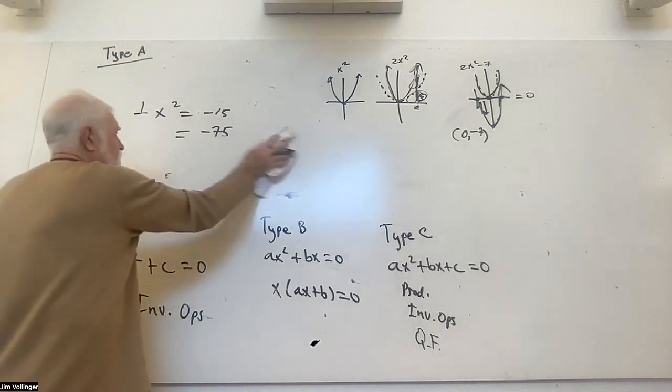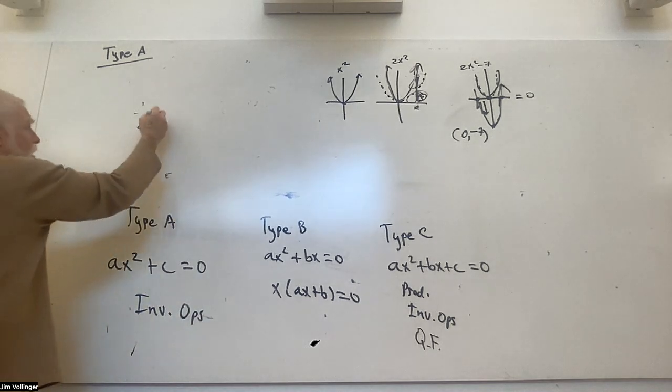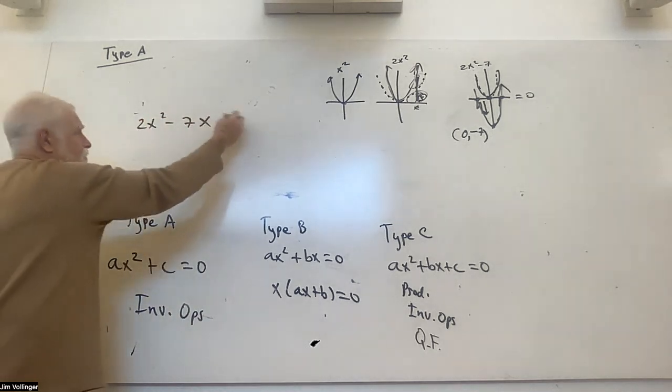Let's move to the products. Type B. Something like, let's look at 2x squared minus 7, but let's put an x there.